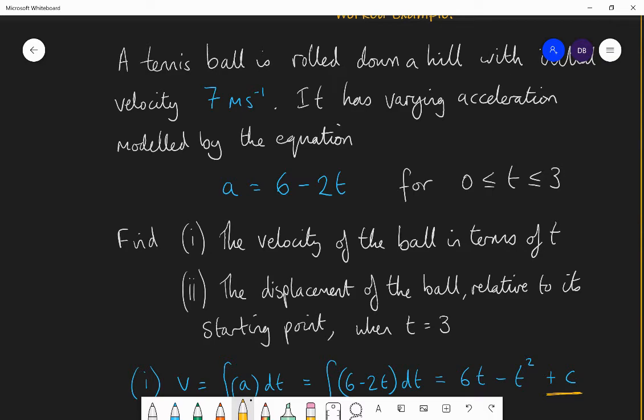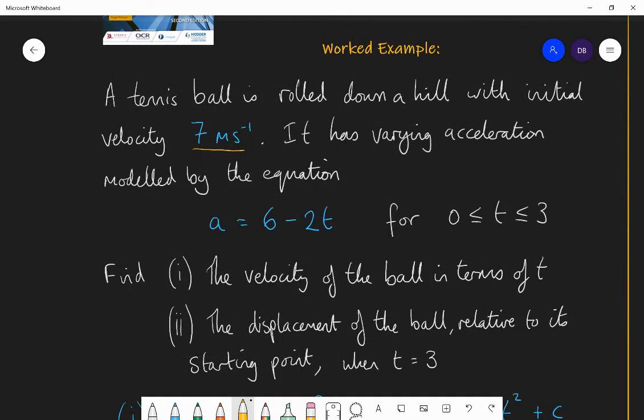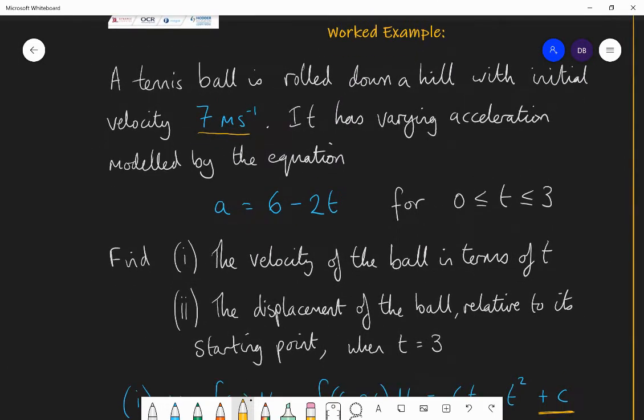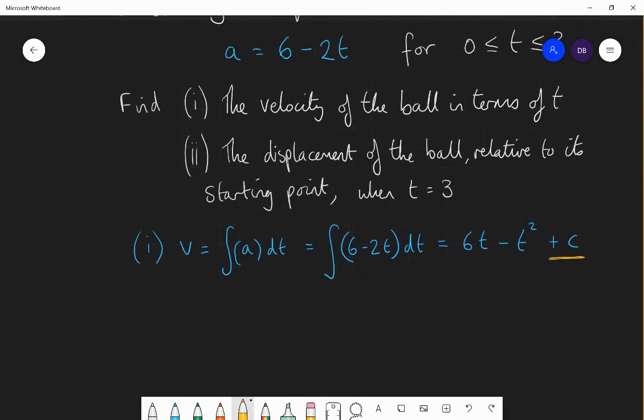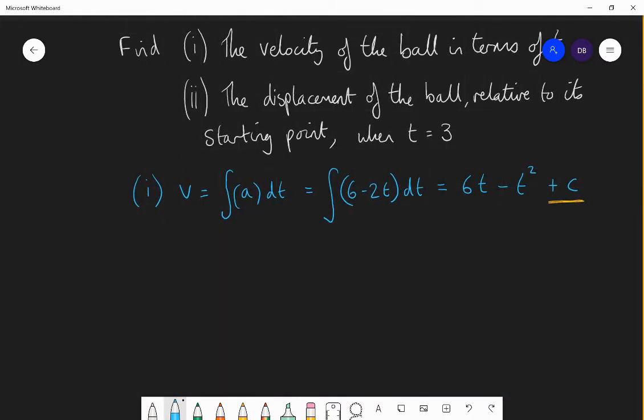I know the initial velocity is 7 meters per second. So initial velocity means the velocity when time is 0. So I know the value of v when t is 0. I have my equation here, v is equal to 6t minus t squared plus c, and I know that when t is 0, v is 7. So that means I can substitute those into this equation and find the value of c.